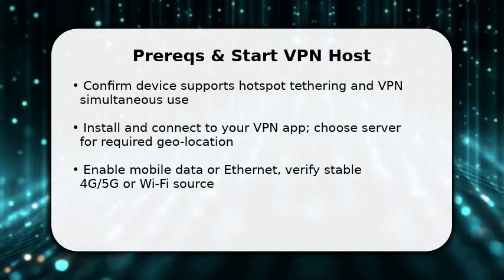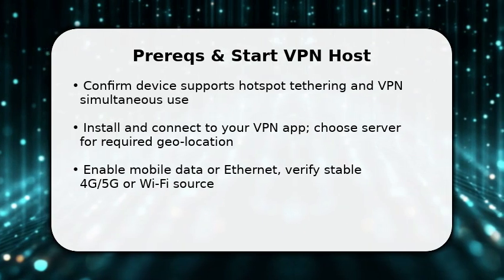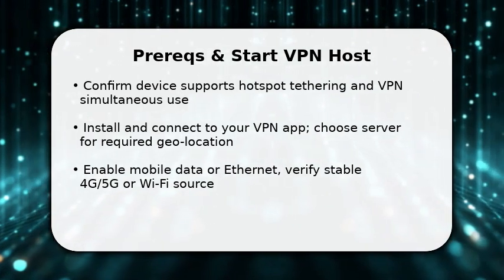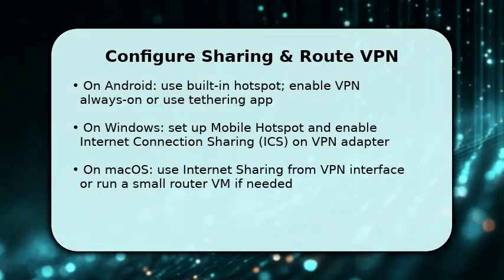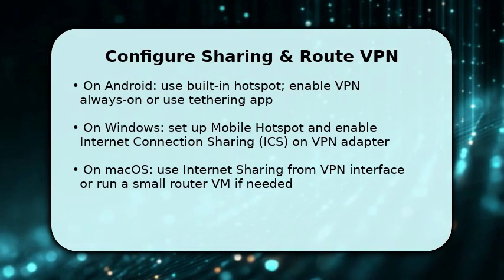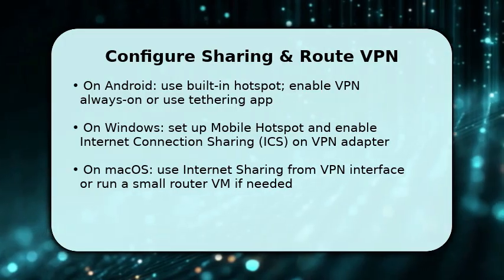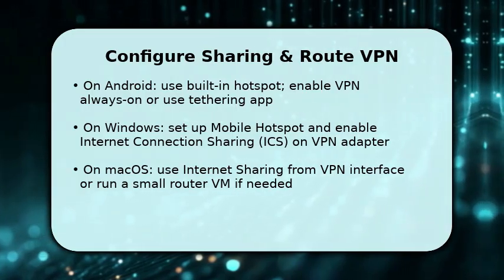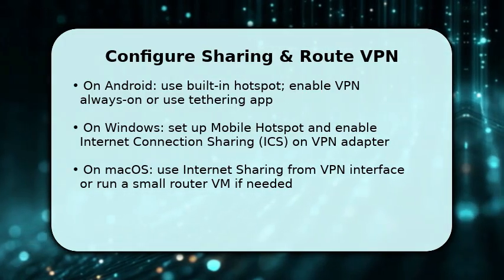Now open Hotspot settings so you can configure SSID, password, and sharing mode before continuing. Once your VPN is live, you must bind the hotspot or shared adapter to that VPN tunnel. On Android, enable Always On VPN or use a third-party tethering app that respects the VPN route.